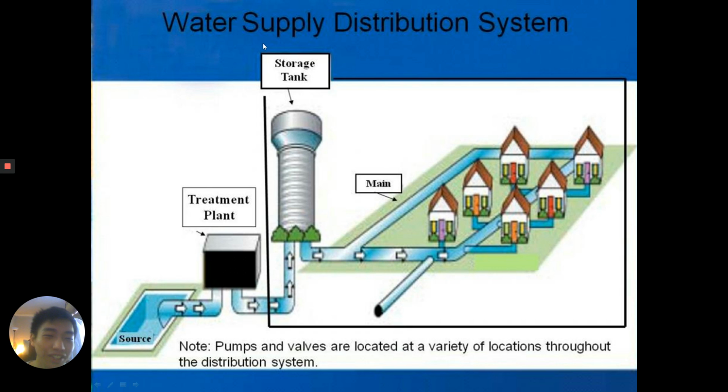And here's how water supply distribution works in a first world country. We get water from a source like a pond that collects water from rain, and it goes to the treatment plant, which filters the water through various chemical processes and is stored in a storage tank and then distributed to households like the ones we live in right now. This is how a water supply system works in a developed country.